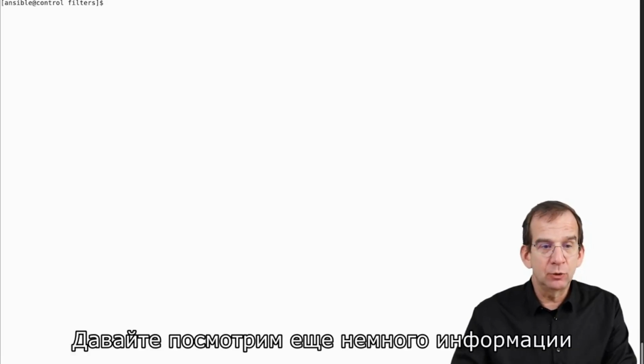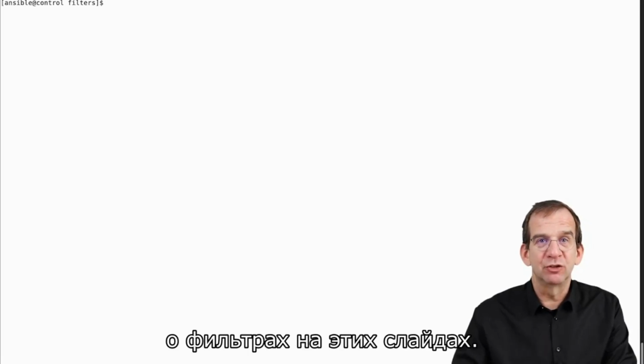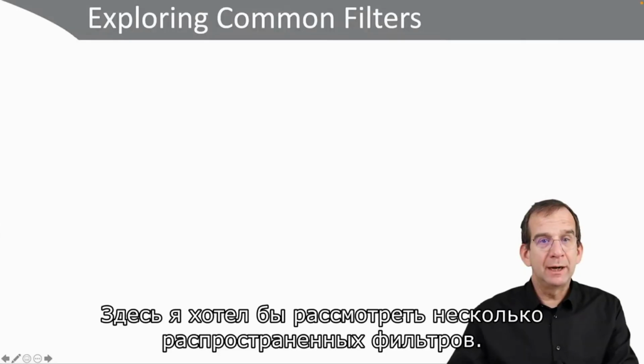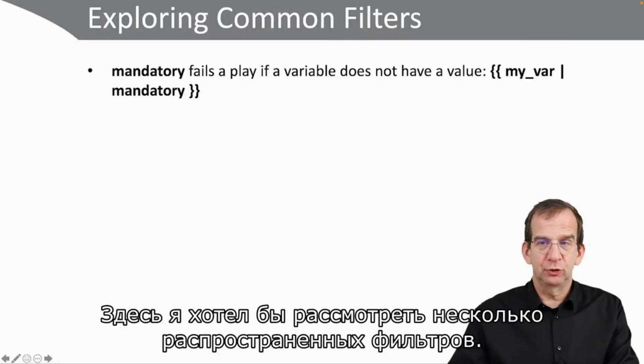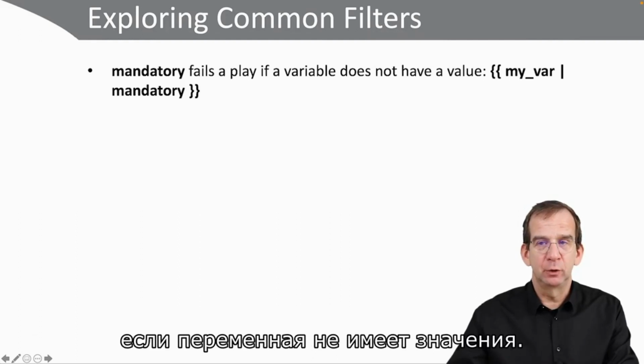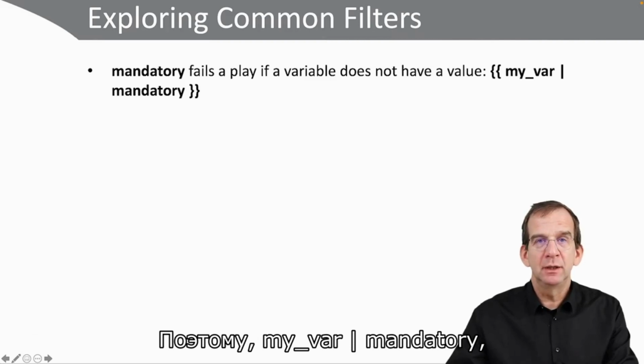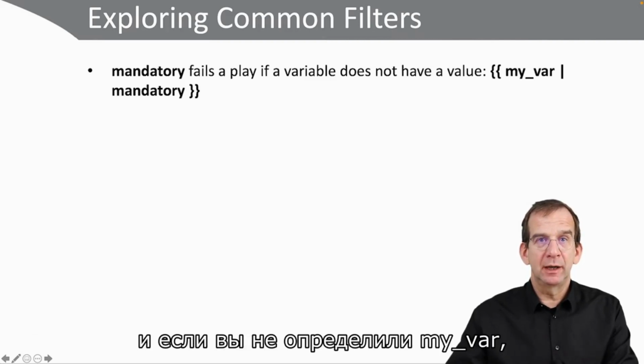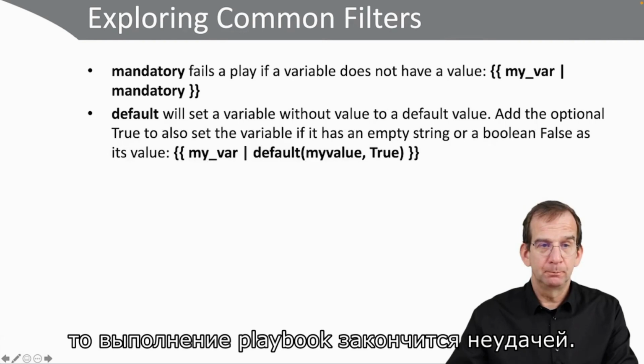Let's go check out some more information about filters in the slide. So here I would like to explore some common filters. We have mandatory. Mandatory makes the play fail if the variable does not have a value. So myvar pipe mandatory. If you have not defined myvar, playbook execution will fail.